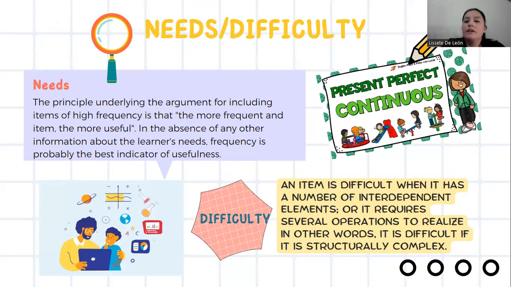What about needs and difficulty? Needs. The principle underlying the argument for including items of high frequency is that the more frequent an item, the more useful. In the absence of any other information about the learner's needs, frequency is probably the best indicator of usefulness. We have another term, difficulty. An item is difficult when it has a number of interdependent elements or it requires several operations to realize. In other words, it is difficult if it is structurally complex.